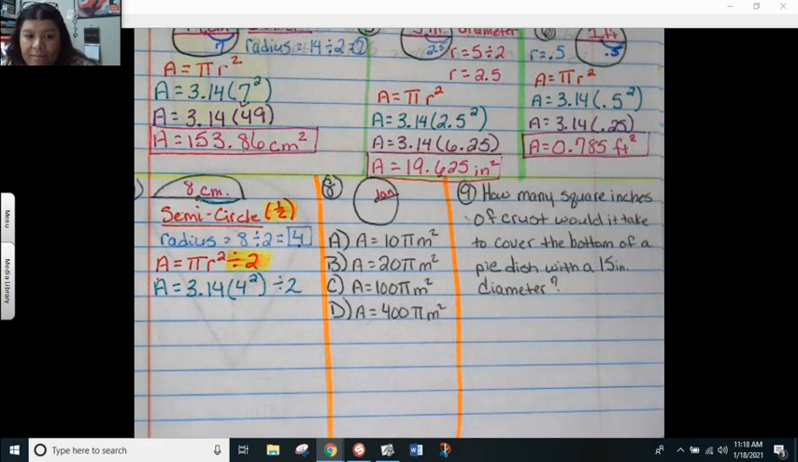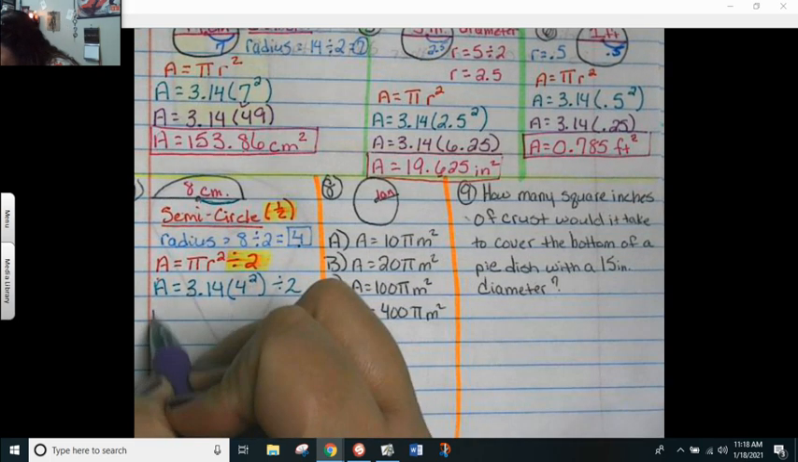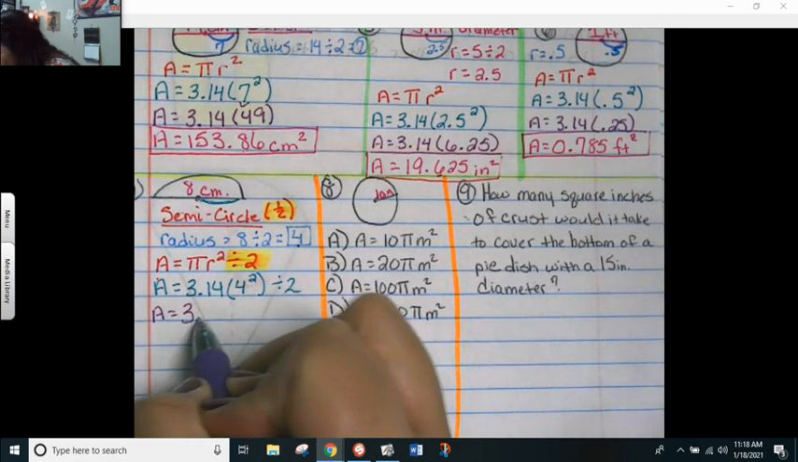Okay? Got that? Now let's do the order of operations, okay? Exponents go first. So I'm going to go ahead and do this one.